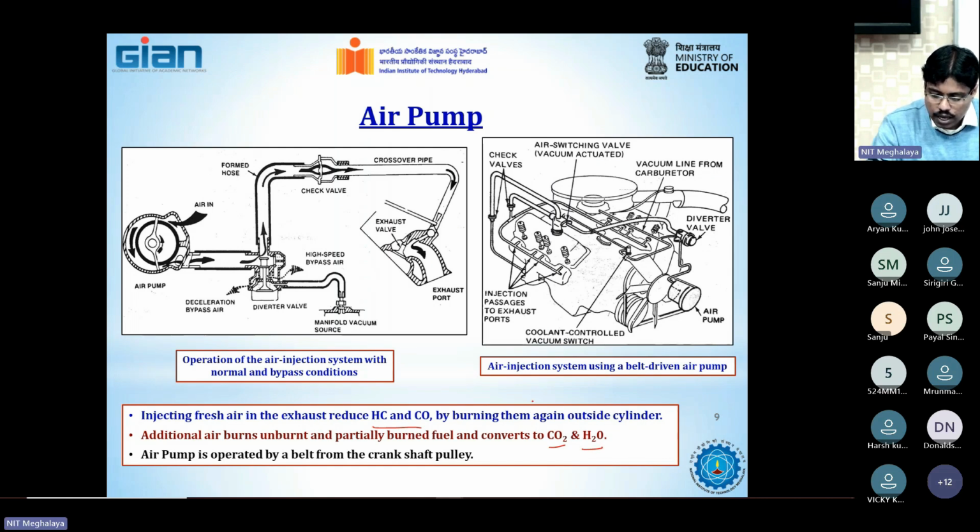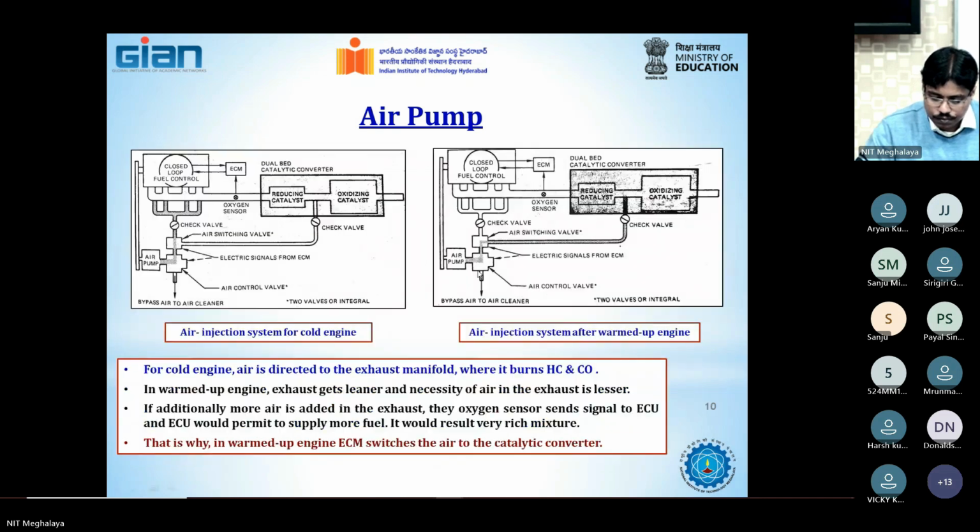Okay, so as you can see in this particular diagram, there is an air pump fitted over here, and this air pump is run with the help of a belt from the engine. So a belt driven air pump is used. This air pump pressurizes the air and supplies it into the exhaust manifold. Now this air pump operation is also different for different engine operating conditions.